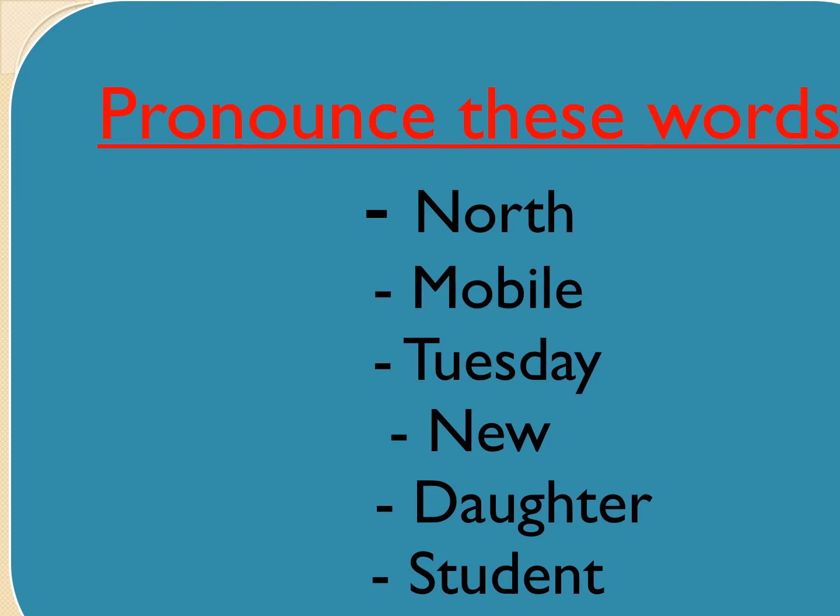Try to pronounce these words. I will start with the British pronunciation, then the American one. North, North American. The Americans pronounce the R. The British don't. Mobile, mobile. Tuesday, Tuesday. New, new. Daughter, daughter.